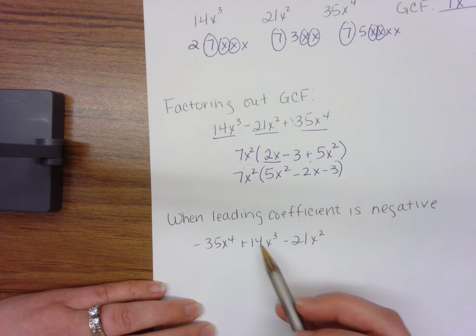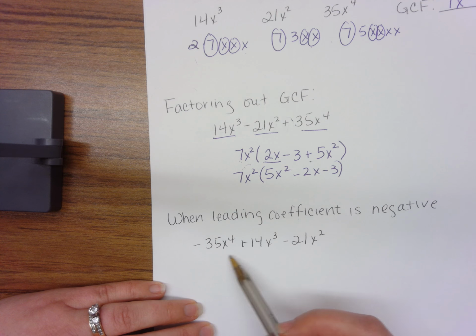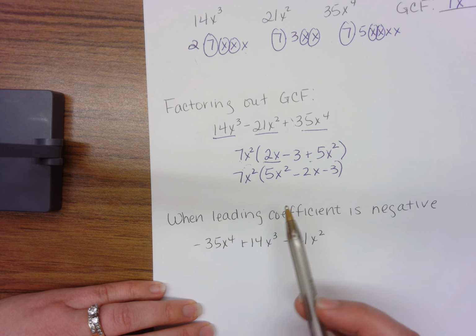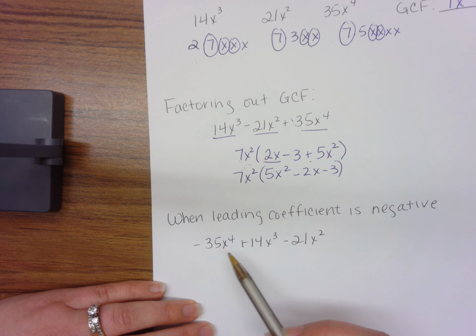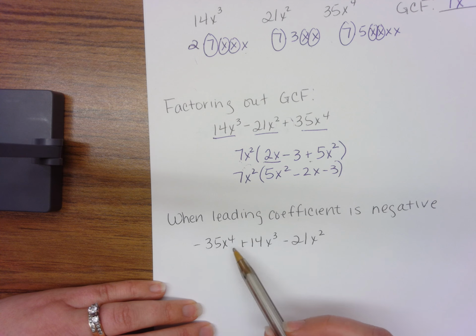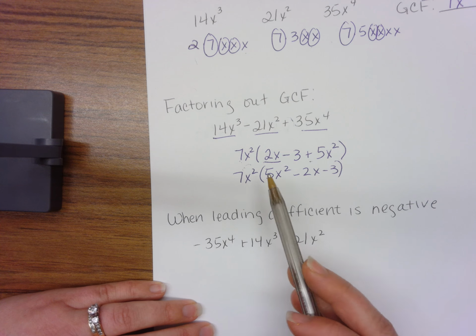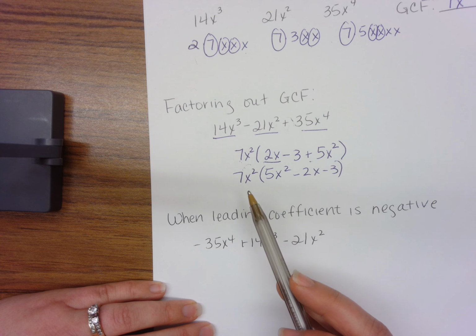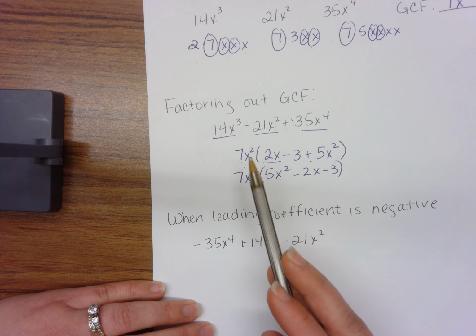Okay? So now this time I've still got these same terms, right? So the leading coefficient is the number in front of the biggest power of x. So I have them written this time in decreasing order. So I've got x to the fourth, x cubed, and x squared here. And so usually I factor out a positive number here, right? I factored out a positive 7, even though I had a minus in there.